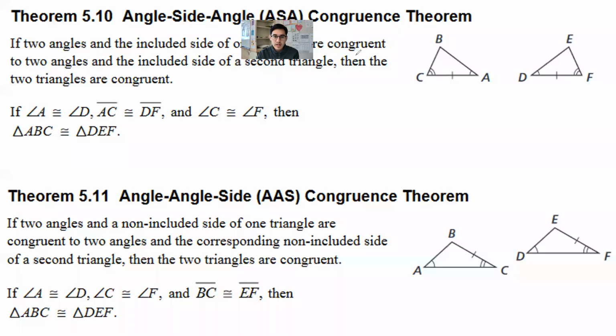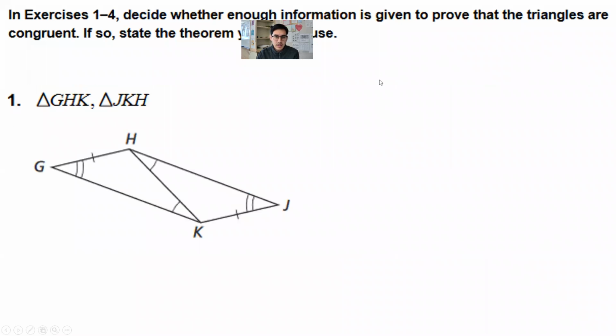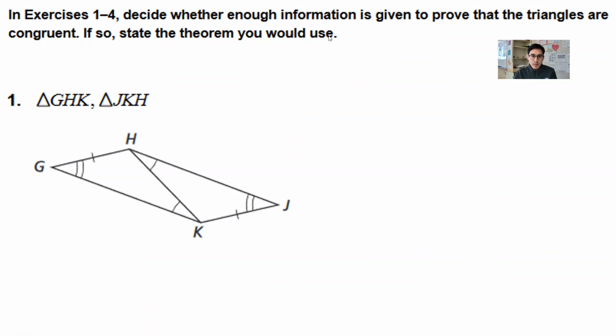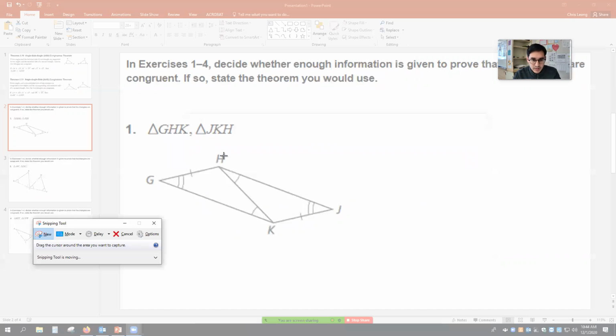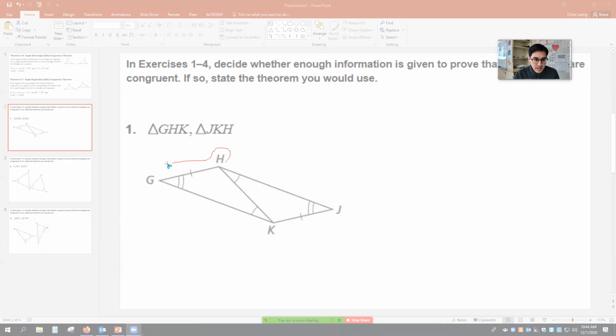All right, so let's take a look at some problems here. We need to decide whether there's enough information to prove that the triangles are congruent, and if so, state the theorem that you would use. I'm going to use my snipping tool here to cut out the two triangles.